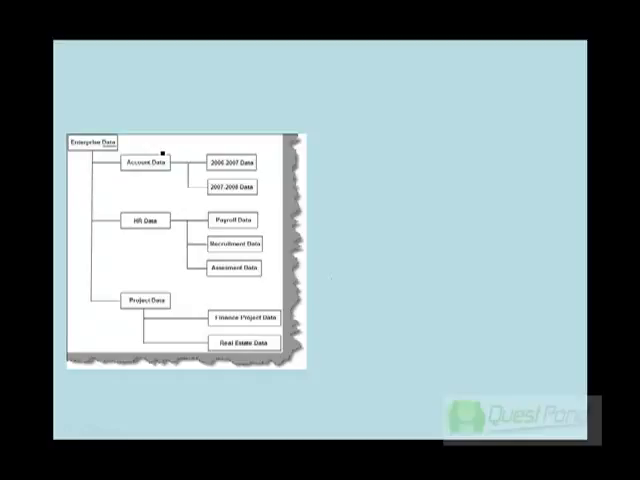For example, here's a typical enterprise data. You can have accounts data, and accounts data can further be like 2006, 2007 balance sheet data, or 2007, 2008 something data. It's the same manner for HR, for project. So for different departments, you can again have different groupings of data. So we can say that enterprise data is nothing but a hierarchical data classification.